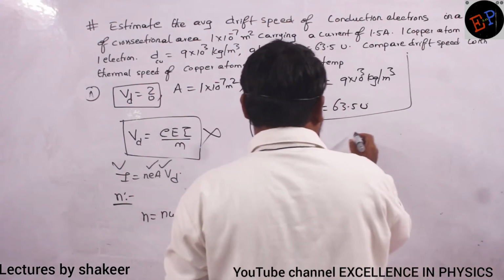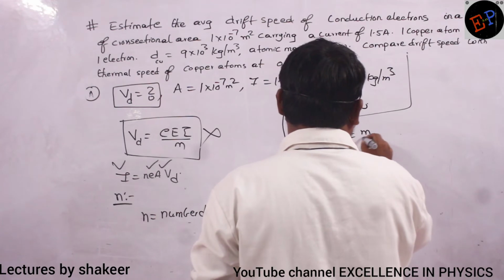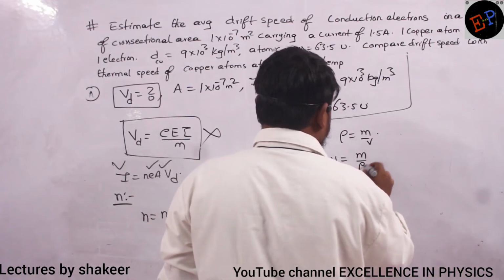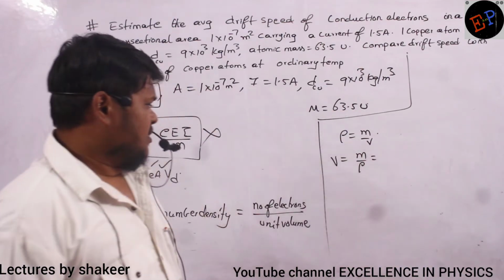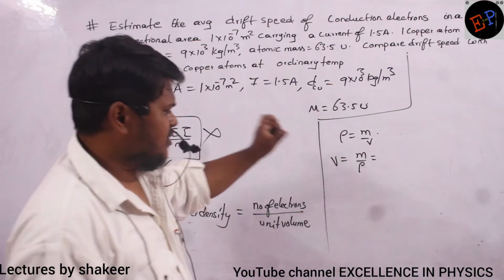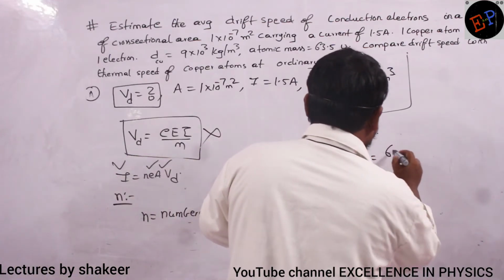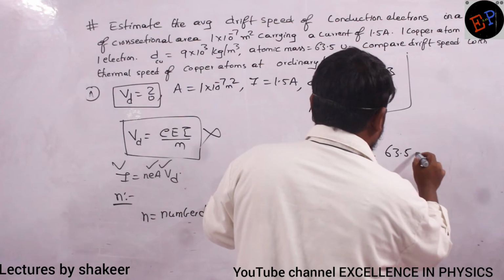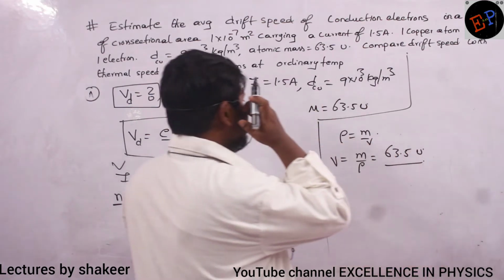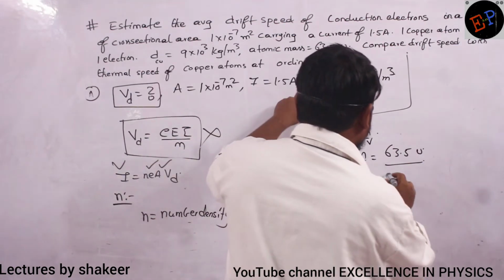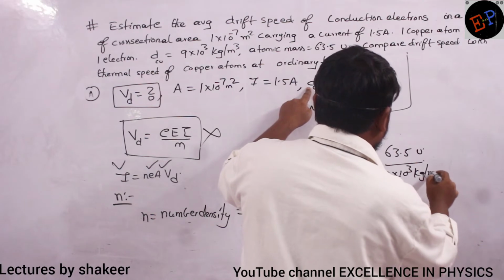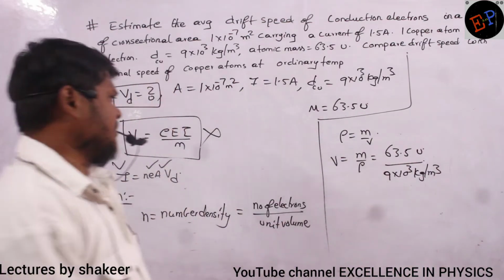So we know that density is equals to mass by volume. Therefore, volume can be written as mass by density. Let us consider mass. How much mass am I taking? I am taking mass as 63.5 atomic mass units divided by density. Density is 9 into 10 power 3 kg per meter cube. Are you able to understand?